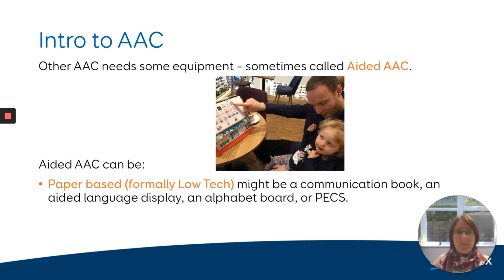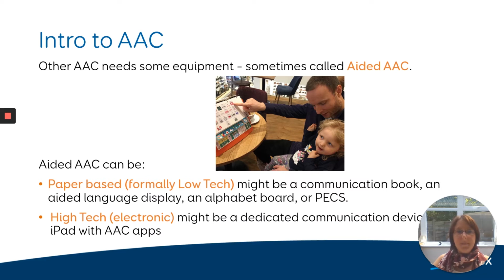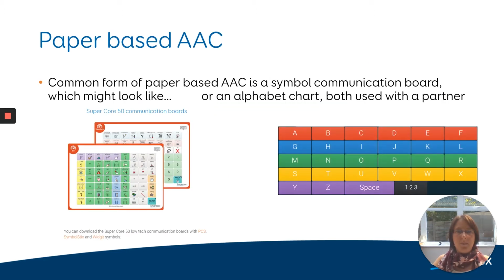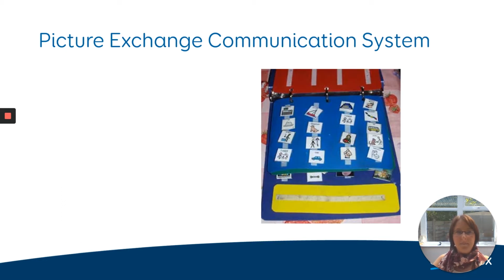This can be paper-based, formerly known as low-tech communication. This might be a communication book, an aided language display, an alphabet board, or PECS. High-tech or electronic might be a dedicated communication device, which could be an iPad with AAC apps. So a common form of paper-based AAC is a symbol communication board, which might look like these on the left, or an alphabet chart on the right. Both of these need a communication partner.